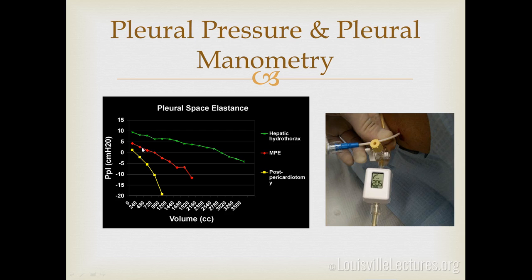Then you have a condition called entrapped lung, which is usually seen in acute inflammatory conditions, where as you remove fluid, initially the pressures will drop, but not so much, but towards the end they will drop a lot more. That's an entrapped lung, where you have an inflammatory process, and so it retards the expansion of the lung.